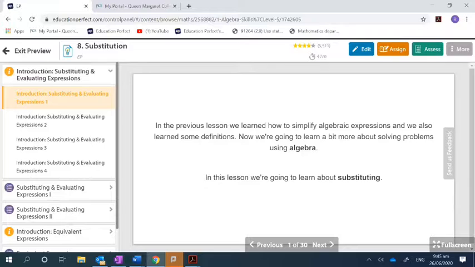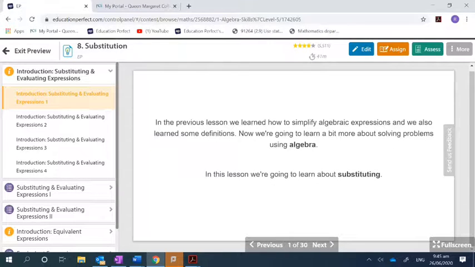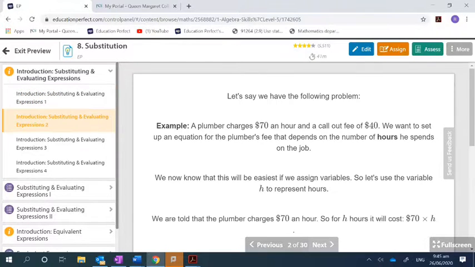In a previous lesson, we learned how to simplify algebraic expressions, and we also learned some definitions. So now we're going to learn how to look at solving some problems using substitution to evaluate.